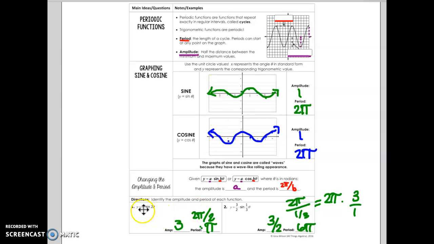Okay, so just starting out here, the value out in front, that's my amplitude. That would be the height of the waves. Okay, then I'm going to take 2 pi over 2. My period length then should be pi. Same with this second one. Okay, but I really want to move into some of the examples here.